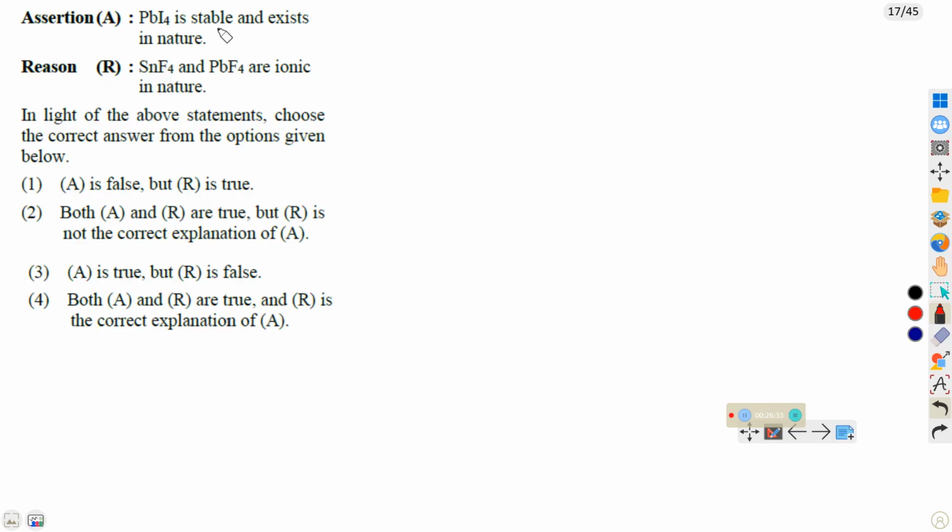PbI4 is stable and exists in nature. Wrong. PbI4 is not possible. PbF4 is possible. PbF4 is stable. SnF4 and PbF4 are ionic in nature. This is correct. A false or true.